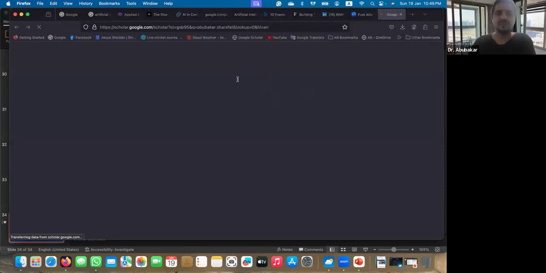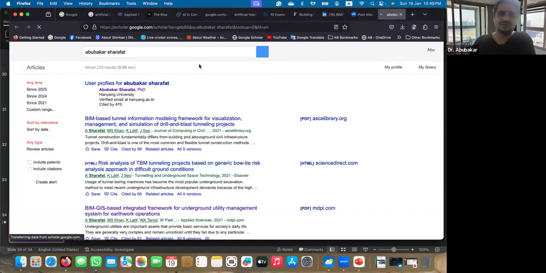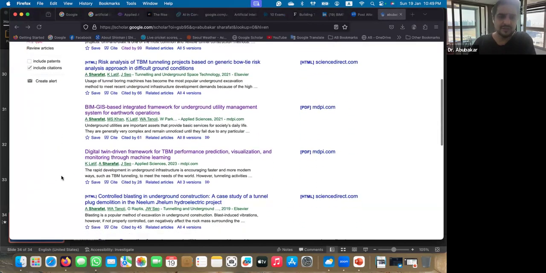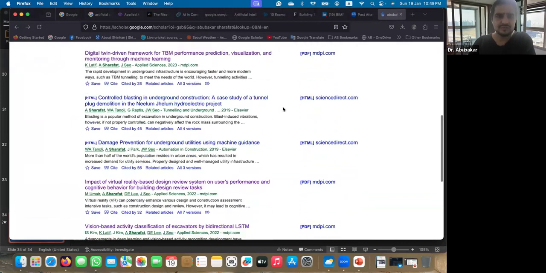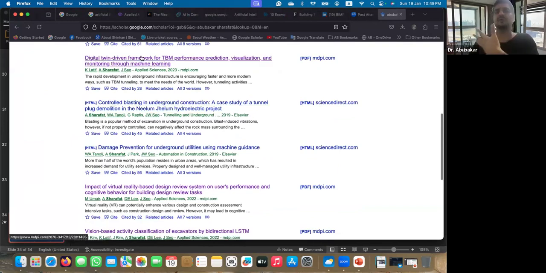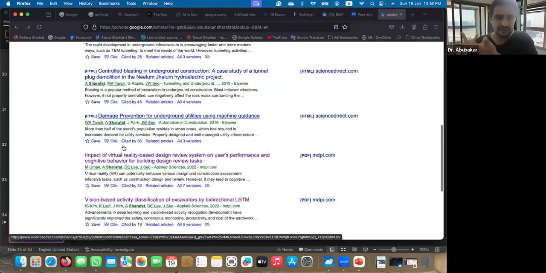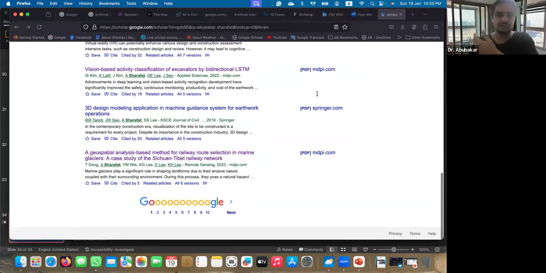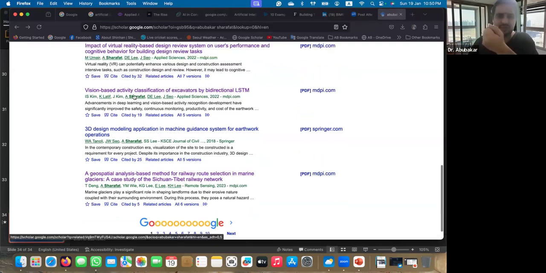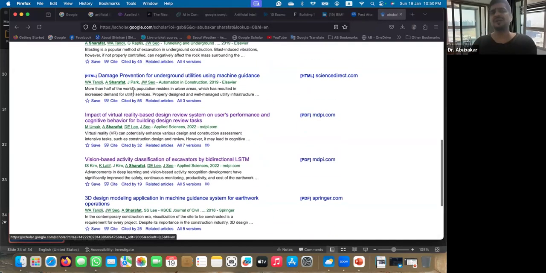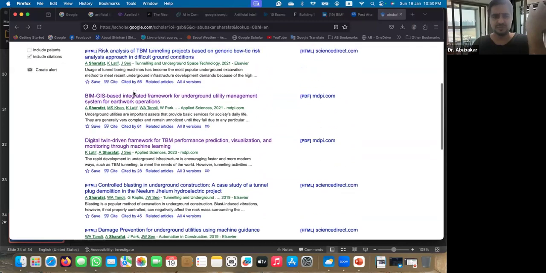So for example, this is my research. I also have research related to mechanical applications, like tunnel boring machines, and how we can have that. For example, this one: digital twin for TBM performance. What is a TBM? TBM is a tunnel boring machine, which is a mechanical thing. It's a moving factory, right? Most of my recent research, like vision based, this is AI. Most of my recent research is related to that.